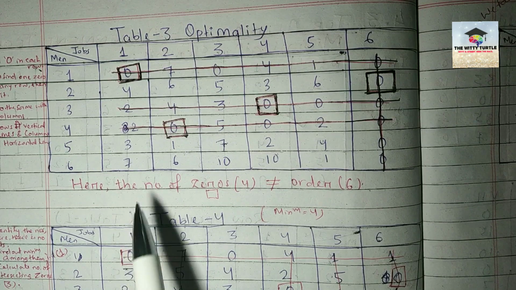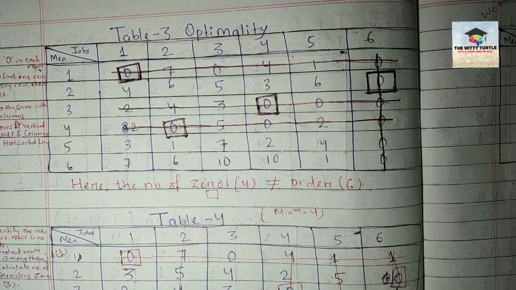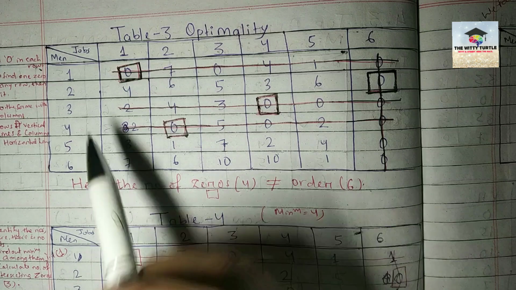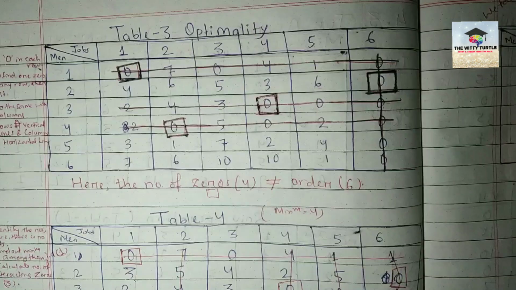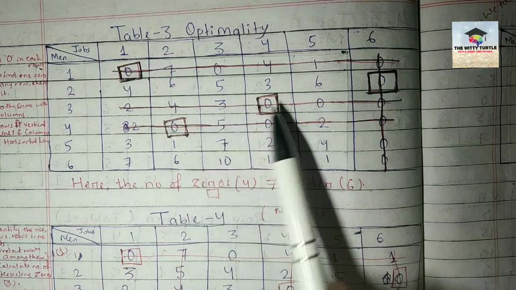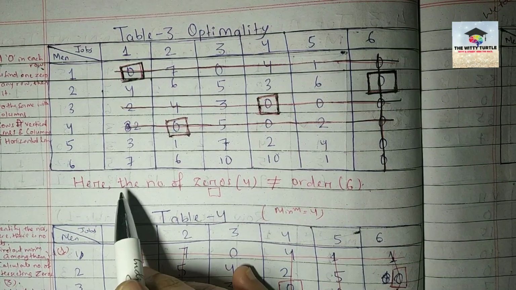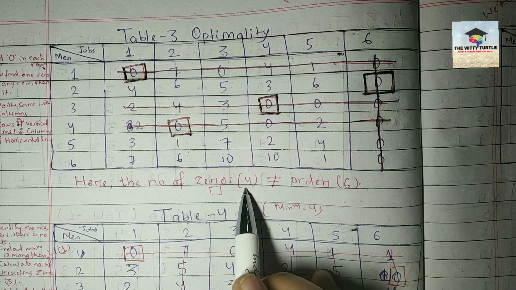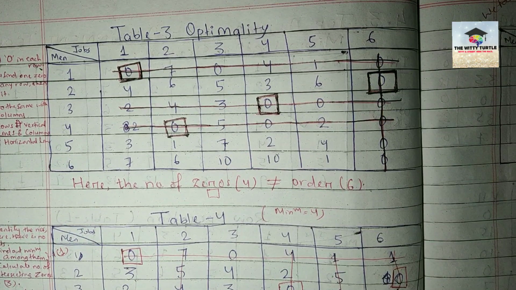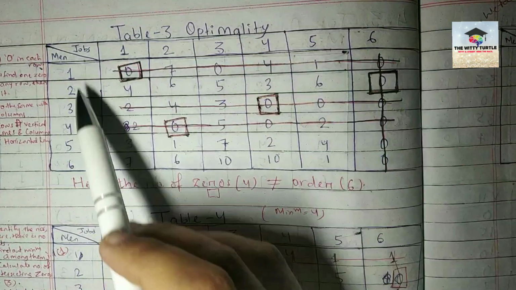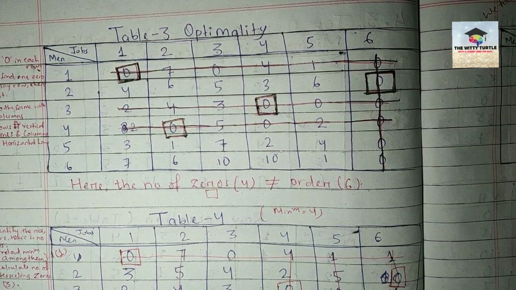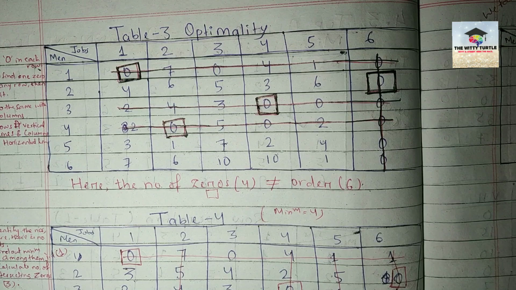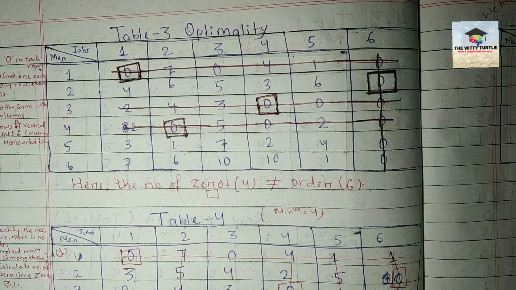So when you see that in your matrix all the zeros have been cut, then you have to calculate the number of zeros around which you have made a rectangle or a square. How many zeros are there? 1, 2, 3, 4, right? So here the number of zeros is 4. And what is the order of the matrix? 6. So the order of the matrix is 6. Hence they are not equal. That means in this matrix optimality has not yet been reached, right?